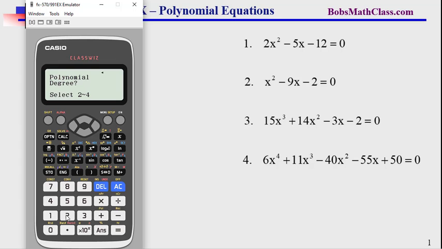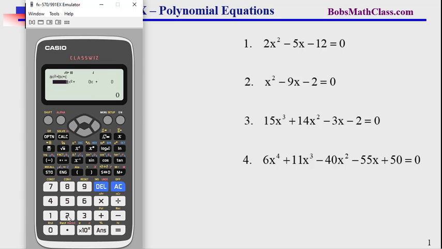Now it says polynomial degree. So that's the degree of the leading exponent. So in this case, the exponent is a 2 on the first term. If you look at problem number 3, that one has an exponent of 3 in the leading coefficient. So you would choose 3 for number 3. And then for number 4, the first exponent is a 4, so you would choose 4 for number 4. All right, so we're going to choose 2 in this case.